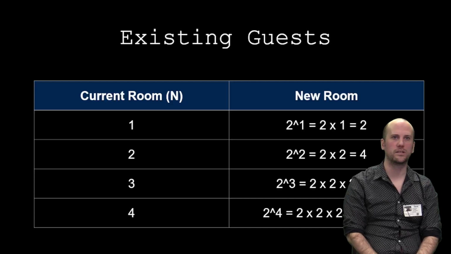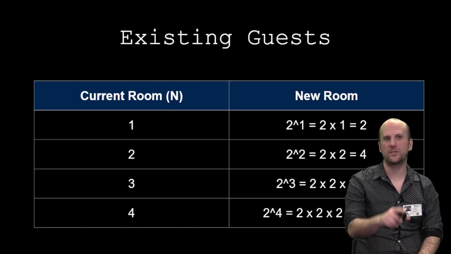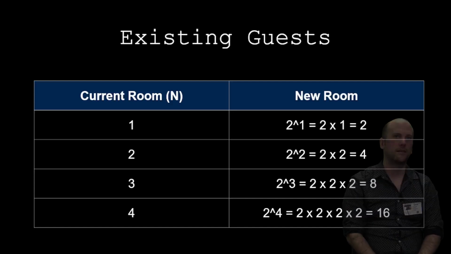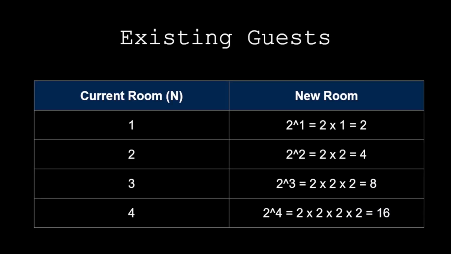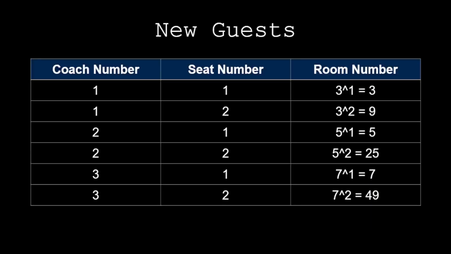So the person in room 3 goes to room 8, the person in room 4 goes to room 16, and so on. For the coaches, exactly the same thing. The person on the first coach uses the second prime number, which is 3, and instead of their room number, you use their seat number on the bus. And you do the same thing. It's possible then to give everybody, both the existing guests and everyone on the buses, a unique room number. And so everyone can be accommodated because there are an infinite number of prime numbers.